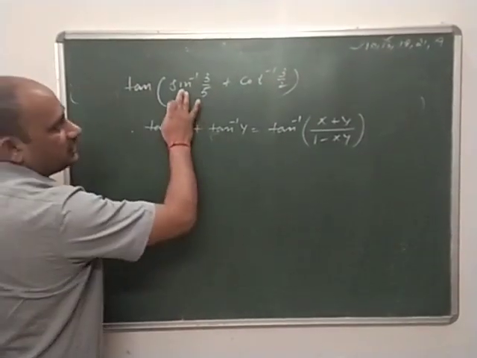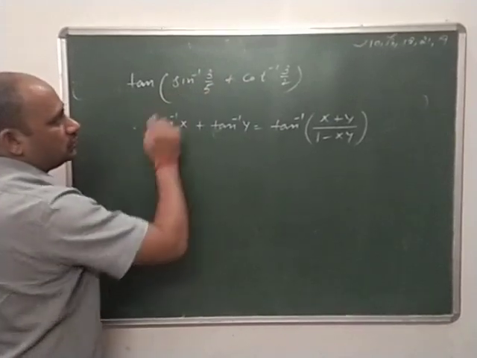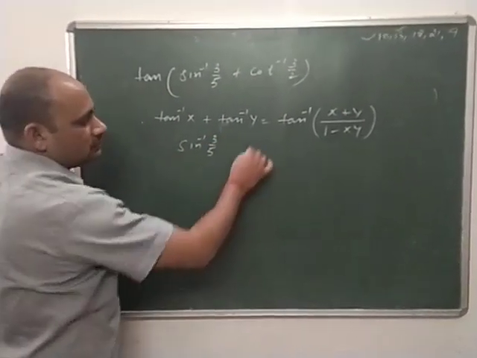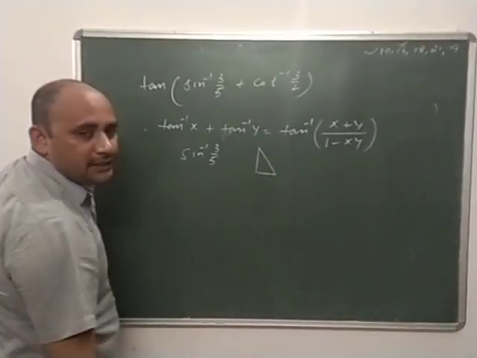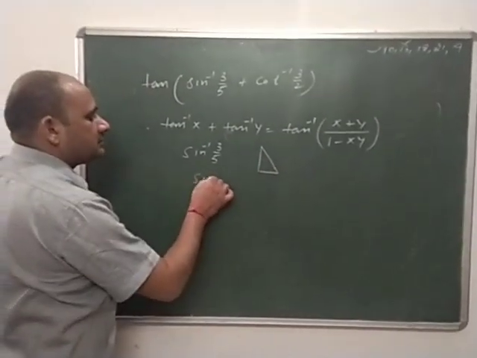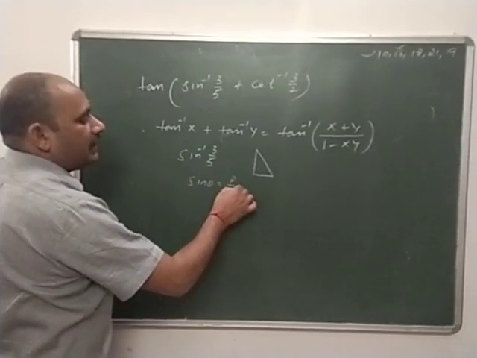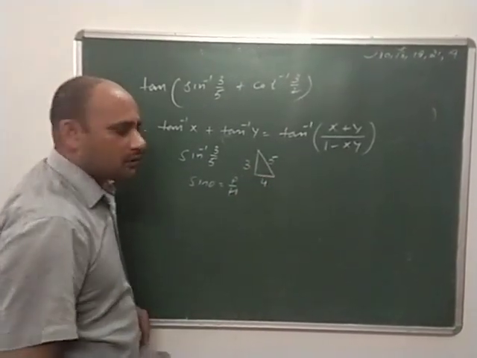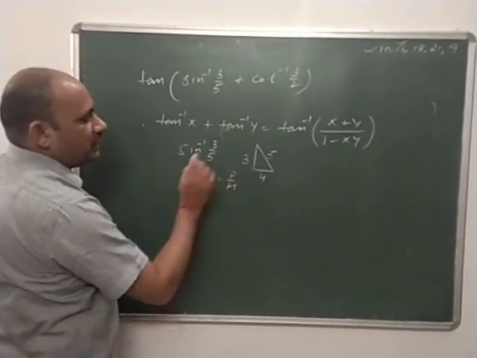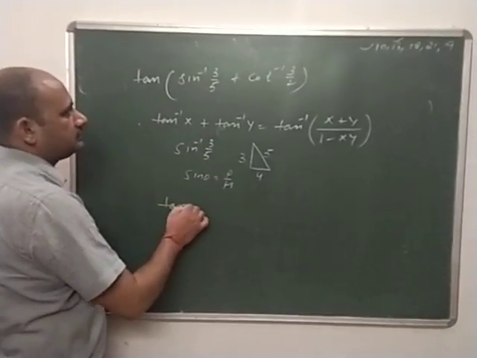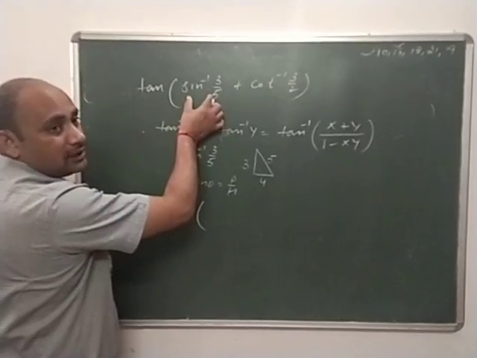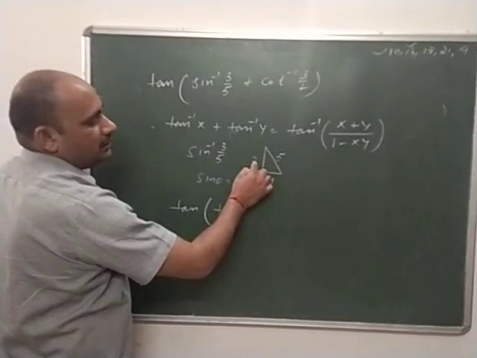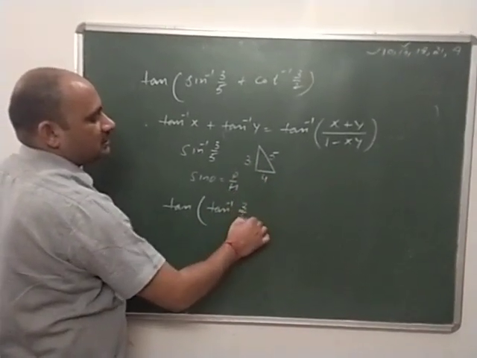We will change sine and cot also into tangent. You know, sine inverse is 3 by 5, so we can change directly. You know, sine theta is perpendicular by hypotenuse. So by Pythagoras the base is 4. So we can change sine into tangent. On the basis of this value we will write tan inverse. Tan theta is perpendicular by base.